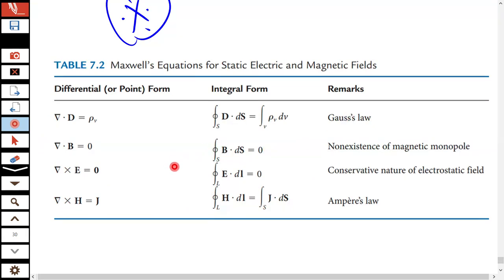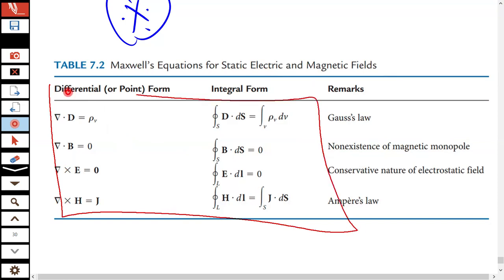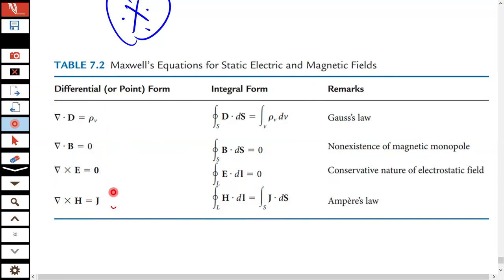If the question is asked like derive the Maxwell's equations for static fields, then you have to derive these expressions. If the question is asked to list the Maxwell's equations for static fields, then you have to list these four equations where all the time varying terms become zero.